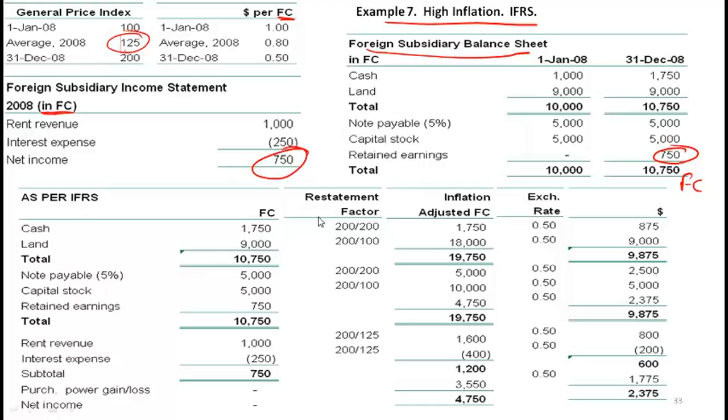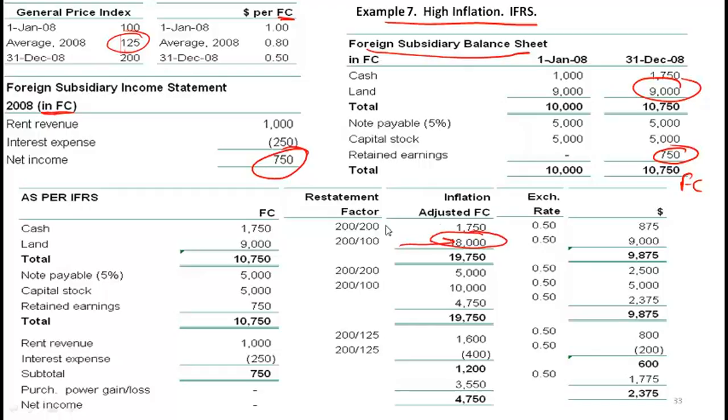You restate for inflation in the foreign country, and then you use the current rate. So that is the IFRS method. Let's start with the balance sheet here. You take all these numbers which are your balance sheet numbers. In foreign currency, the cash is 1750. The land is 9,000. So what do you do with the land? You restate it. So land now is 18,000.